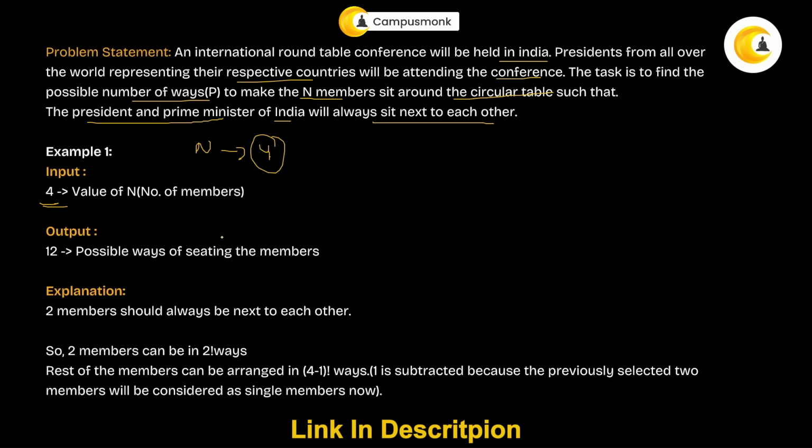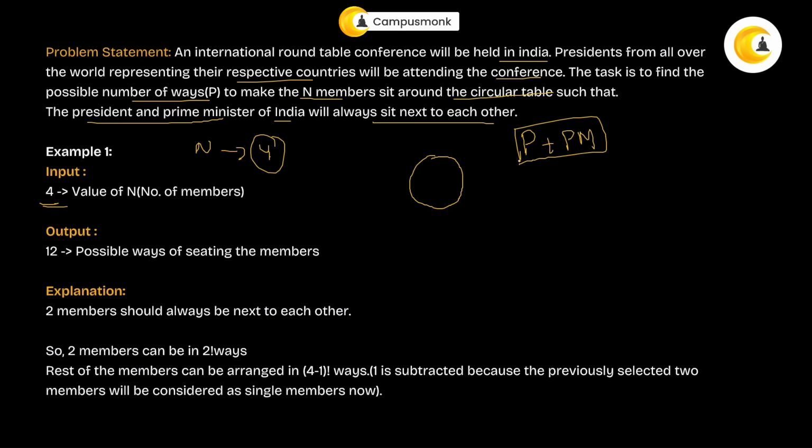What will be your possible ways in which the people can sit? So what is the logic? Now n people sit at a circular table. The president and prime minister must sit next to each other, right? And what you need is to count the total arrangements. That is the entire thing. So you need to consider the president and the prime minister as a single unit. Consider this to be one unit.